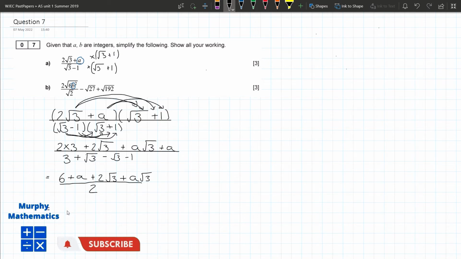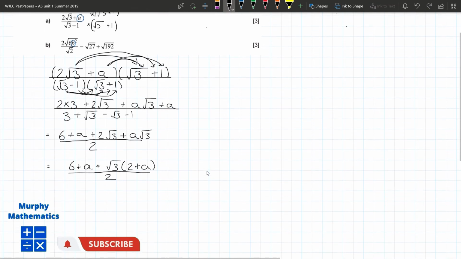Great, so now I can just leave it as 6 plus a plus, I'm going to take a root 3 out of both of these, so I'm going to have root 3 brackets 2 plus a, and all of that is going to be over 2. Cool, and so now we're down to part b.